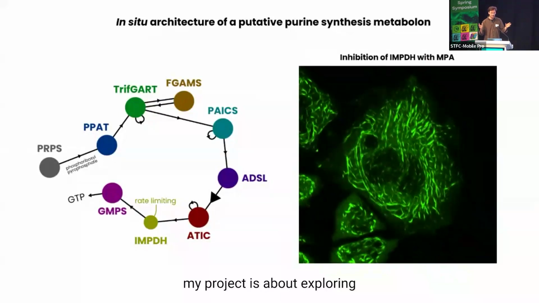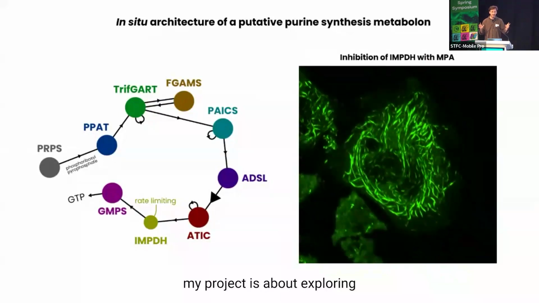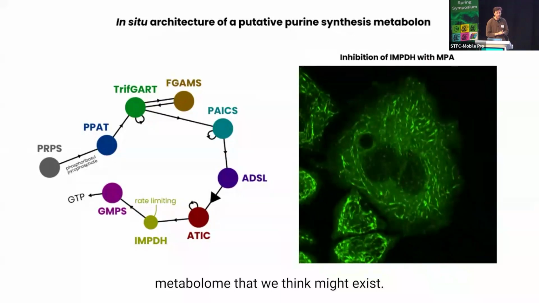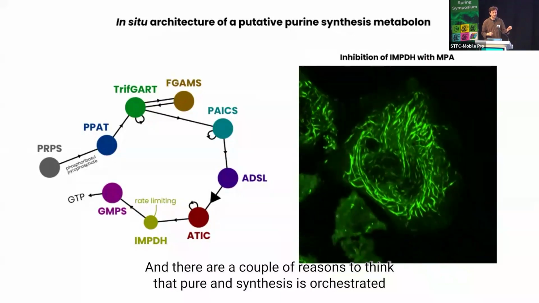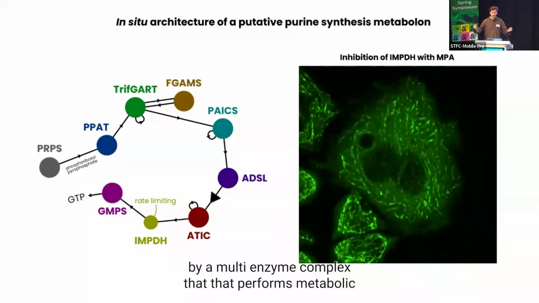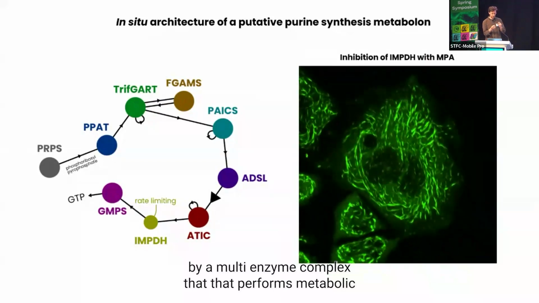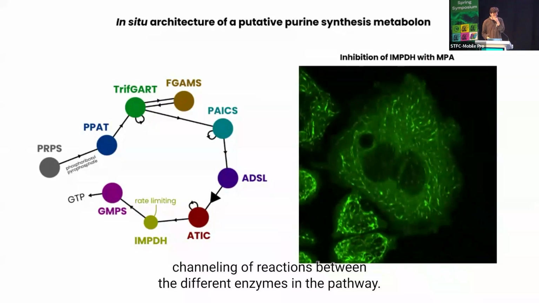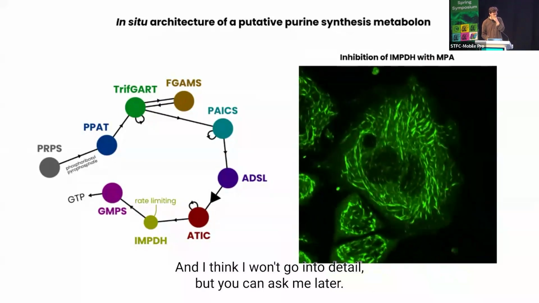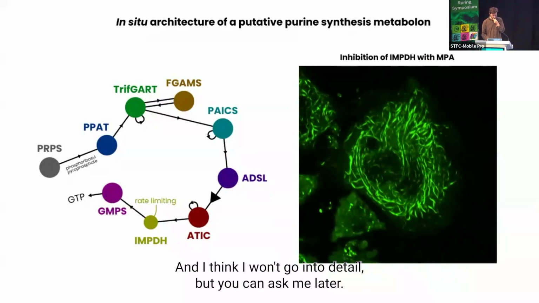So yeah, my project is about exploring a metabolon that we think might exist. And there are a couple of reasons to think that purine synthesis is orchestrated by a multi-enzyme complex that performs metabolic channeling of reactants between the different enzymes in the pathway. I won't go into detail, but you can ask me later.